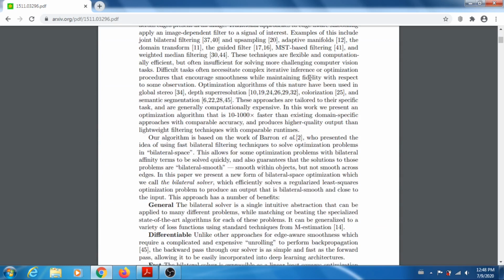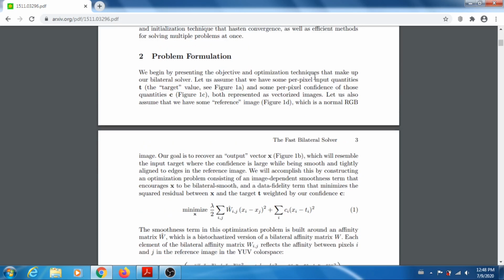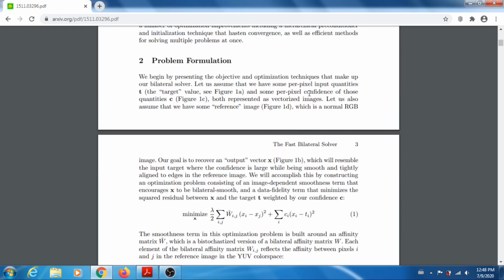Let's look at what's being solved. So of course the goal is to improve a given depth map. So this is the function that's being minimized. So let me explain. So T is the target, meaning that for a given pixel, that's the depth of that pixel, and that's given by your input depth map. So it's basically the grayscale value in your input depth map. So it is calling it the target.